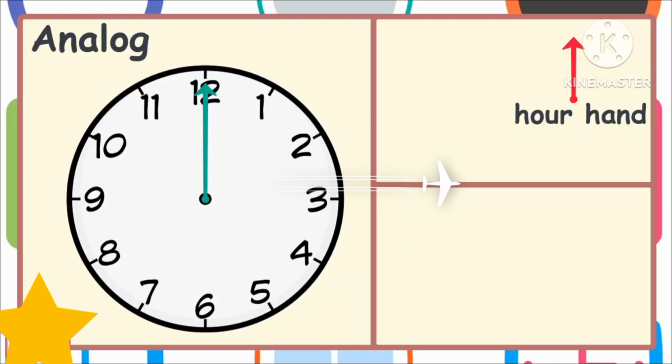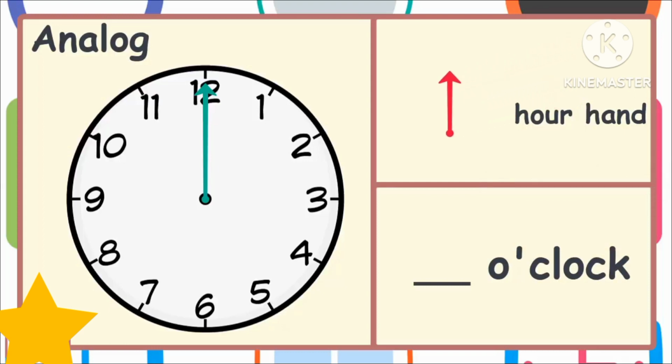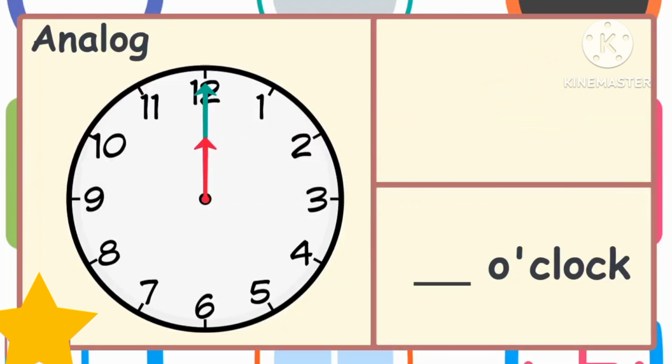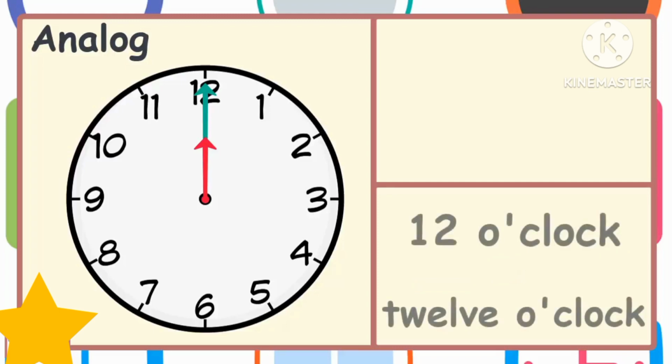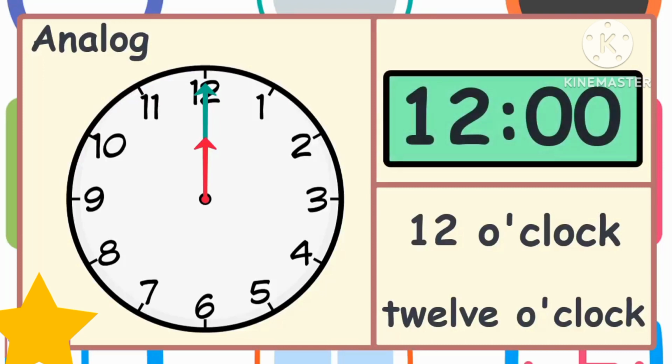Okay? All right. So, when the minute hand is pointing to the number 12 on the clock face, we say it is something o'clock. All right. And the number that the hour hand is pointing to will tell us what hour we are in. Right. Now, the hour hand is pointing at the number 12. So the time on the clock is 12 o'clock. Good. 12 o'clock.